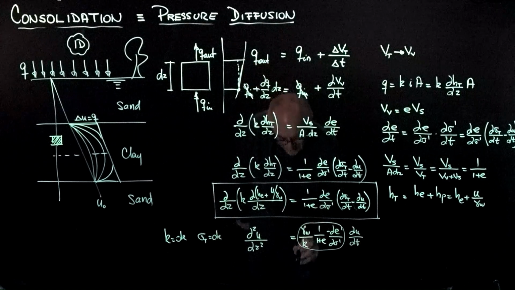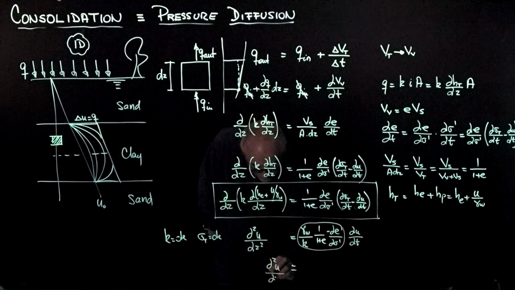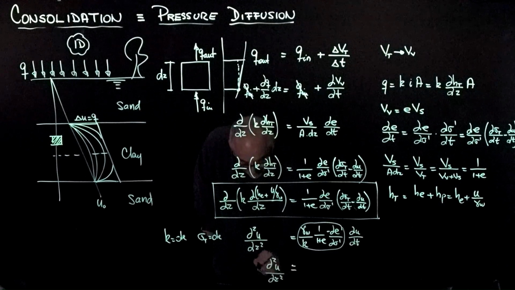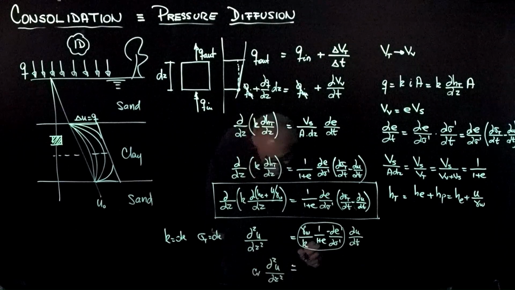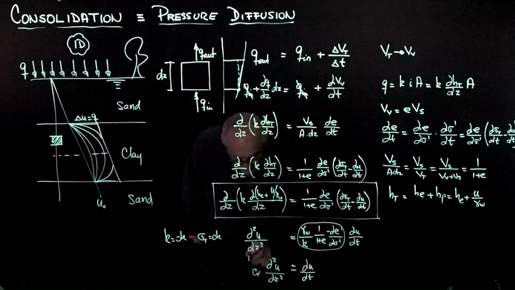but now I flip this one to the other side, and I'm going to call that the second derivative of u with respect to z twice, and here is the constant Cv is equal to the time rate of change of the pore pressure with respect to time.